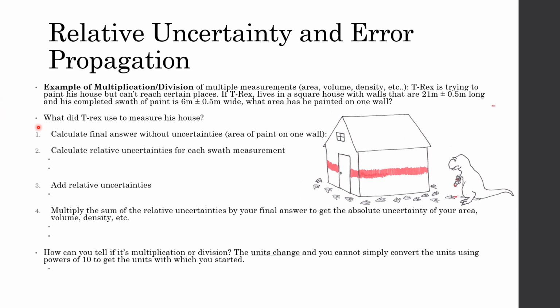Just to check that you understood how we find absolute uncertainty, what did T-Rex use to measure his house? We can see that the absolute uncertainty is a half a meter for both of these measurements, so what did he use? T-Rex used a meter stick, because a meter stick is an analog device, so if there are no markings on this meter stick, then 1/2 times a meter is a half a meter. So he used a meter stick.